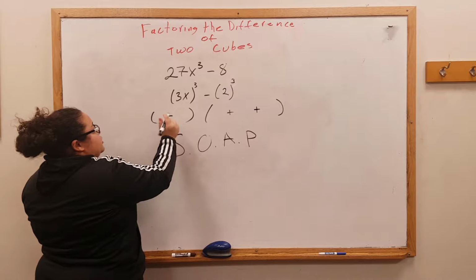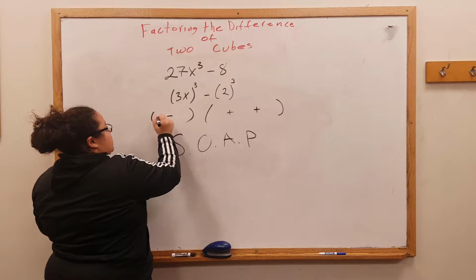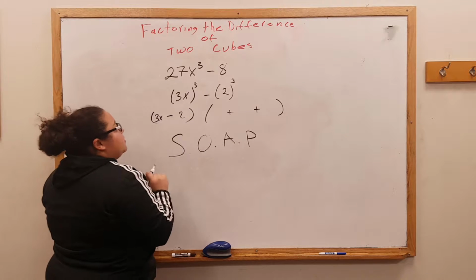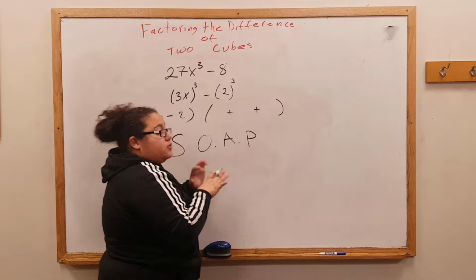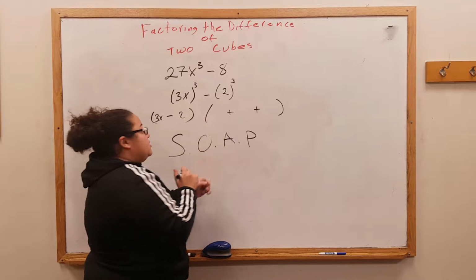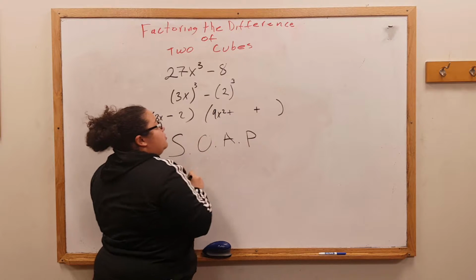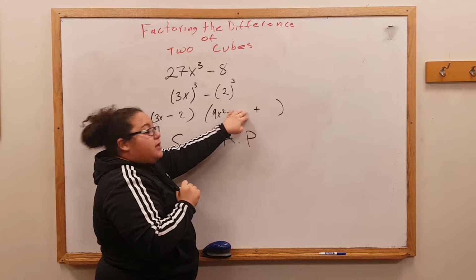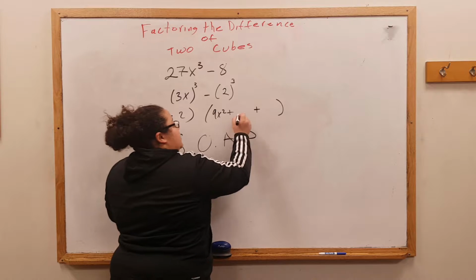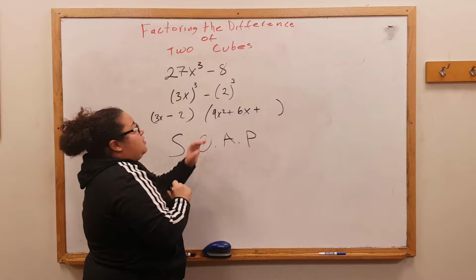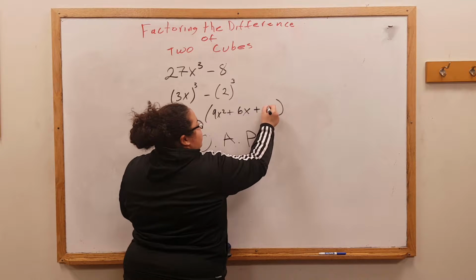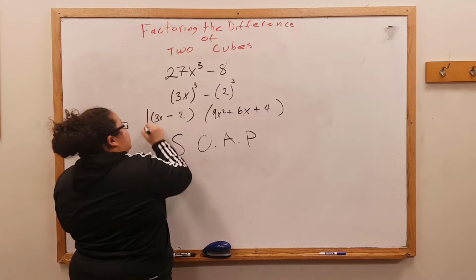All you gotta do for this one is just drop in those numbers, the 3x minus 2. That's all you have to do, just drop it in. The second one, all you gotta do is square the numbers. So the first one, 3x squared, equals 9x squared. The middle is 3x times 2, which is 6x. And then the last one is going to be 2 squared, which is 4. And there you have it. Don't forget to box your answer.